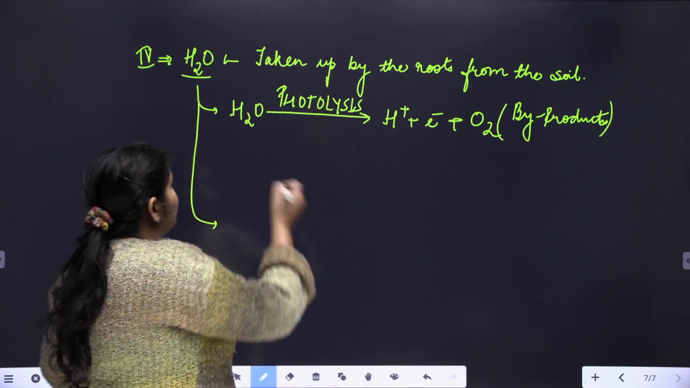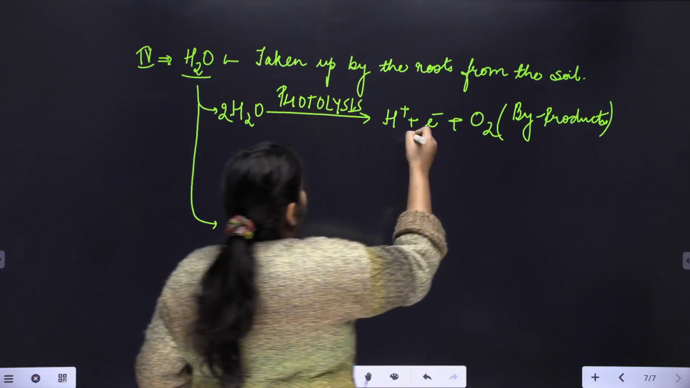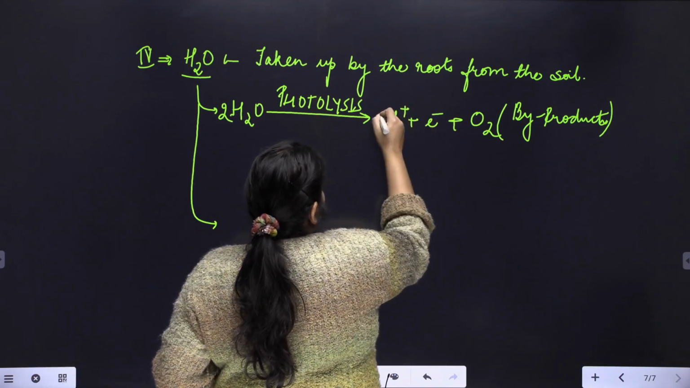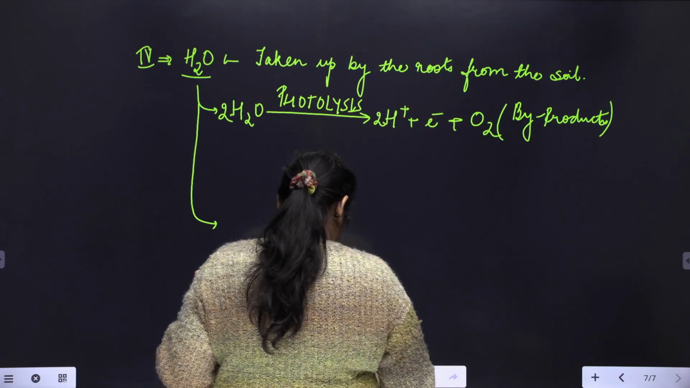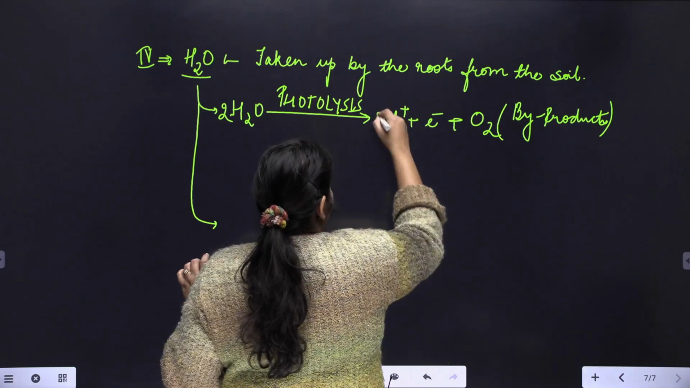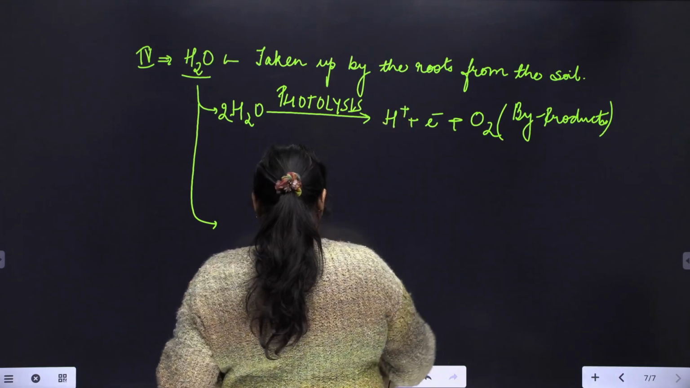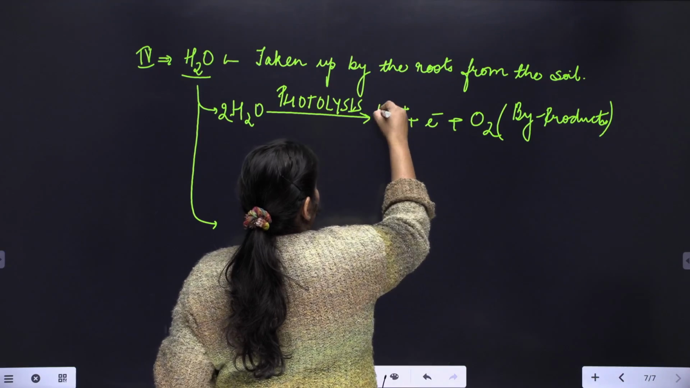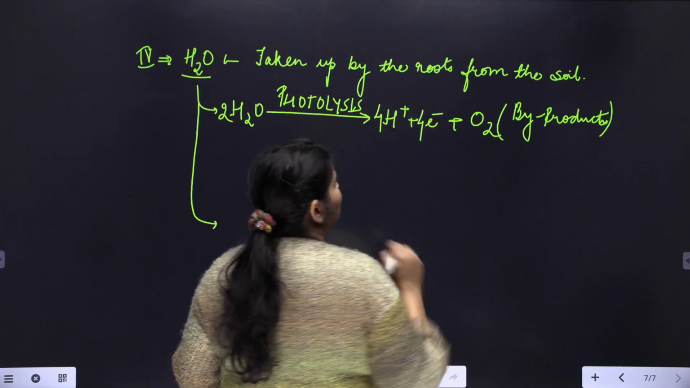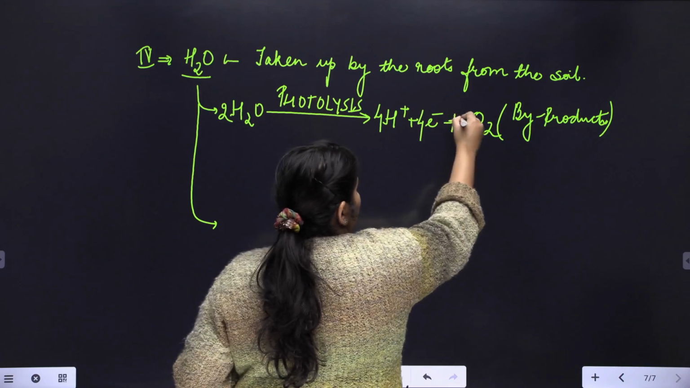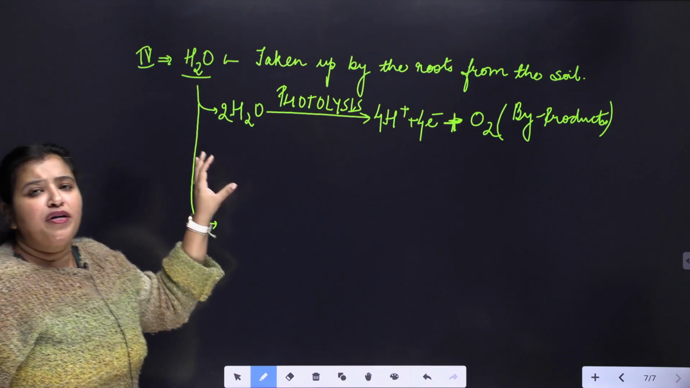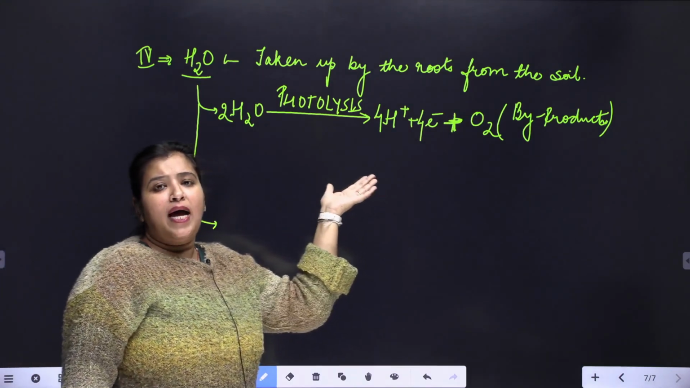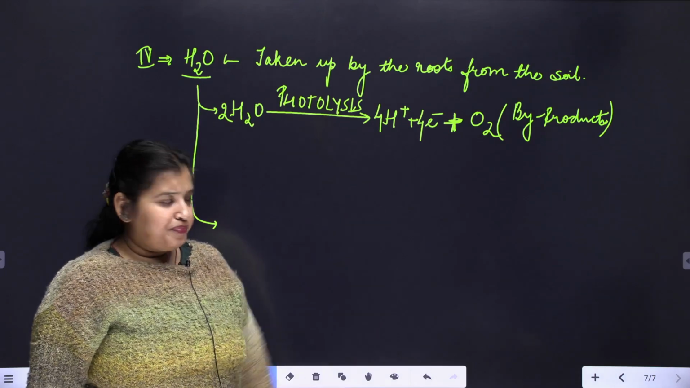So if we balance it out quickly, this is how you will be balancing it. This is O here, 4 electrons and 1 more molecule of oxygen. Clear? This is one very important aspect, because if this step is not happening, oxygen will not be released.